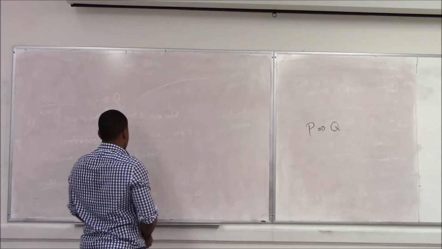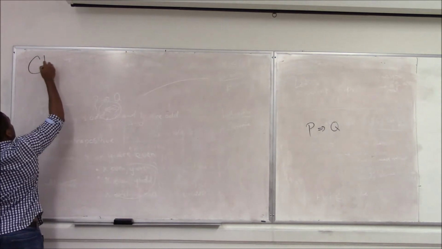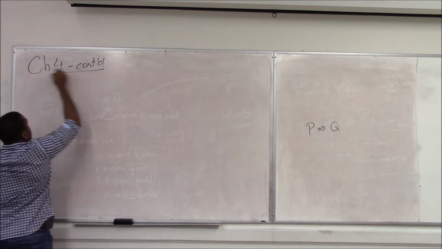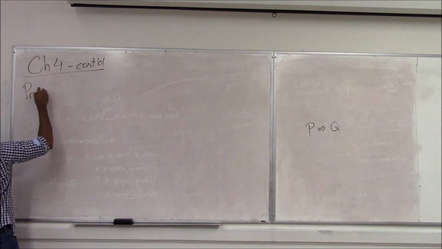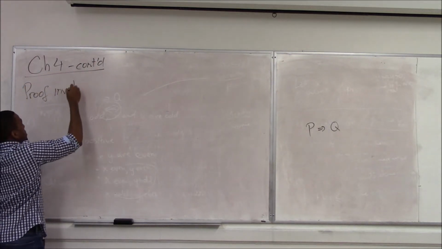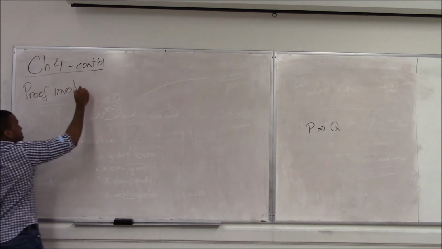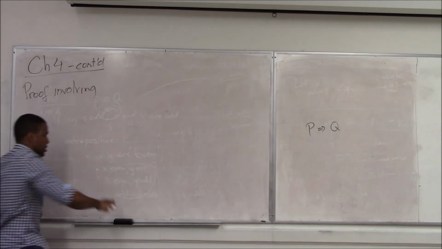Anyway, let's continue. So we are in chapter 4. We are doing proofs involving real numbers, and there are many. We're only doing a few examples here. There are many things that we can talk about here. Oh, something else I wanted to mention.